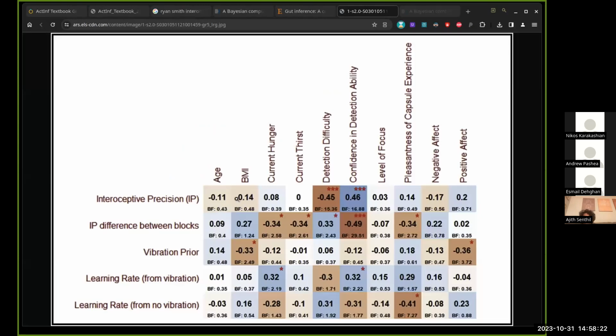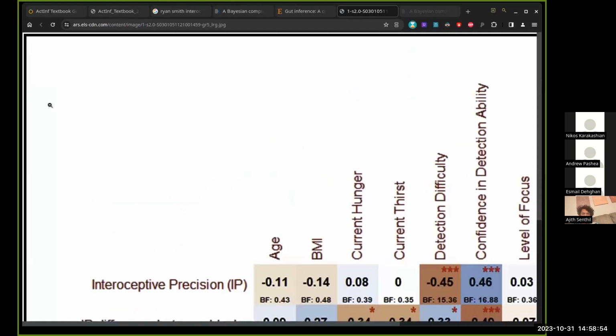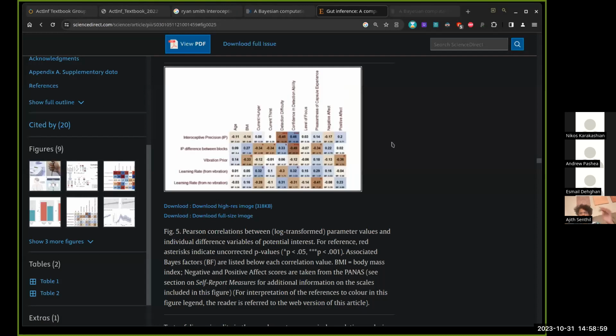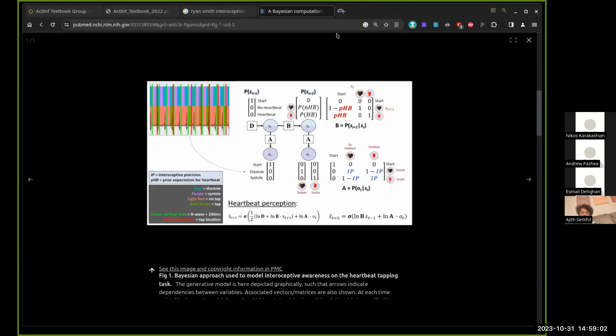And then here it is with the statistical differences. You can say, well, we don't find a statistically significant relationship between interoceptive precision and BMI. Negative slope, but it's just insignificantly different from 0. But we do find this statistical relationship here. And that's what differentiates cognitive modeling from purely behavioral work.